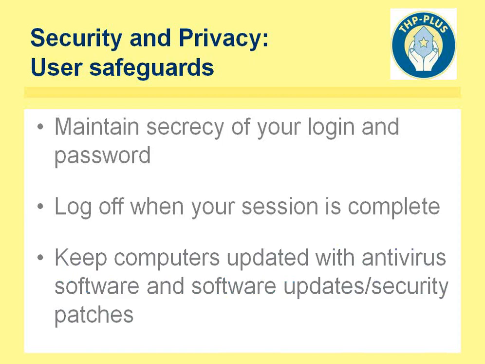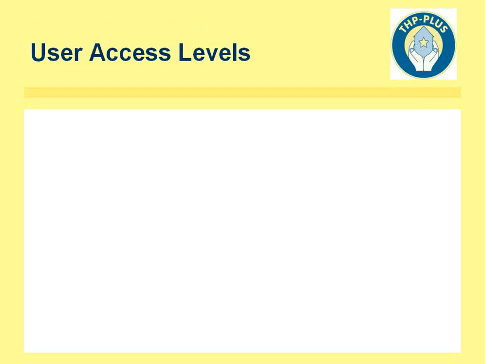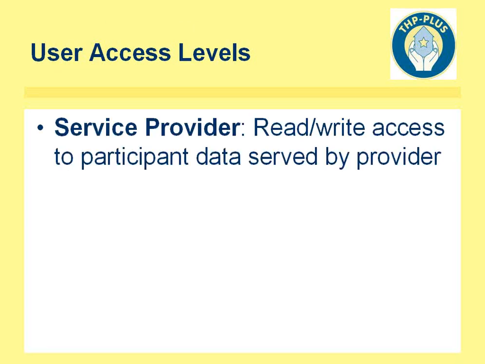So those are three relatively straightforward things that you can do as a user to add some safeguards to the system. As we mentioned earlier, and as Josh just discussed, there are two primary access levels for users. There's the service provider, which is the focus of this web seminar, which gives you access to enter and read data on all participants that are served by your program.